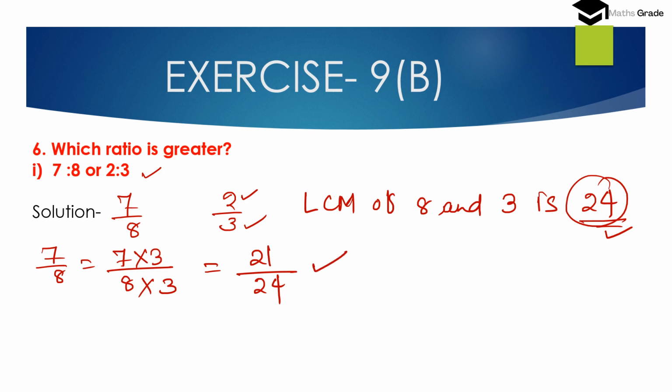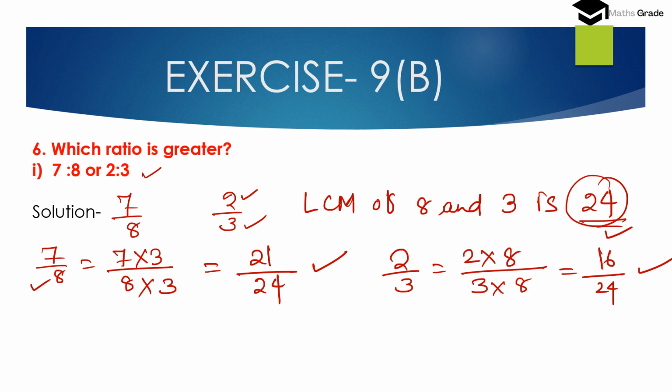Now 21 divided by 24 is the equivalent ratio of 7 divided by 8. Now converting the ratio 2:3 into the equivalent ratio, that is equating to the LCM 24. In 2 by 3, which number do we have to multiply the consequent 3 by to get 24? In the table of 3, when we multiply 3 with 8, we get 24. So we have to multiply the same number 8 in the antecedent also. So 2 multiplied by 8 is 16.